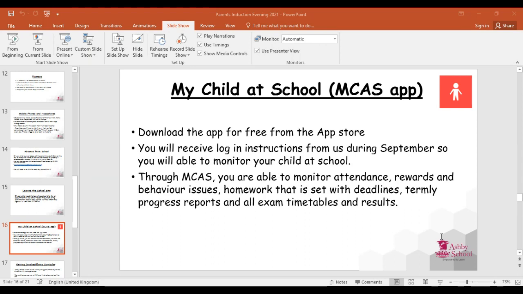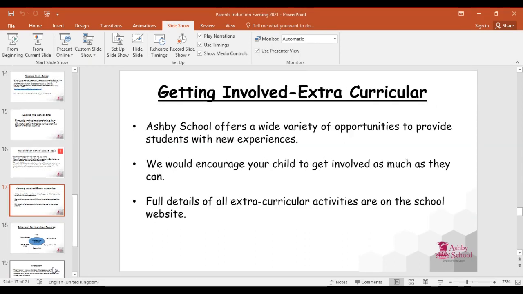But we do really appreciate all the support you give to your child and you give to school, so they can reach their best possible grades and reach their potential and be really successful in their time at Ashby School. So the app is just a small step in that, but it is a real key partnership that we have together for the child to reach their potential throughout their 2 years with us. So you can download that MCAS app now, but like we said, you won't be able to log in until you get your details further down the line in September.